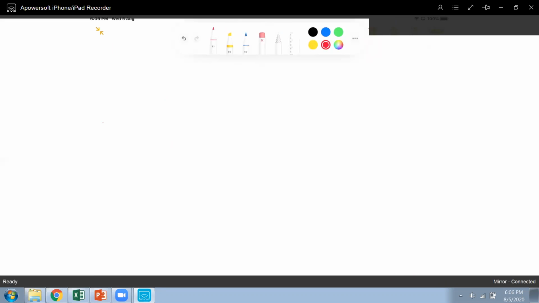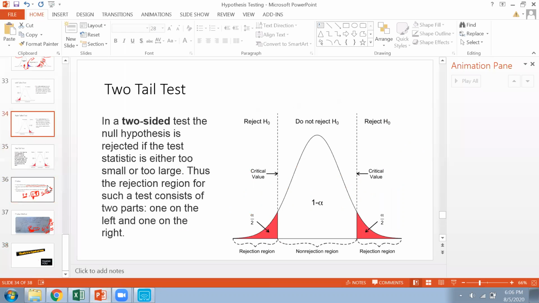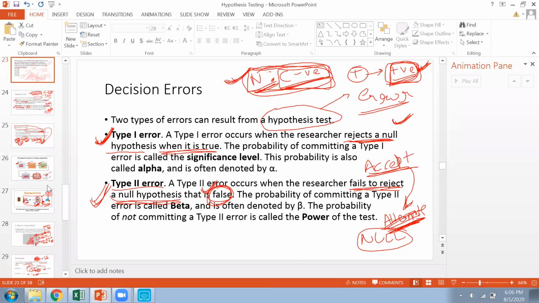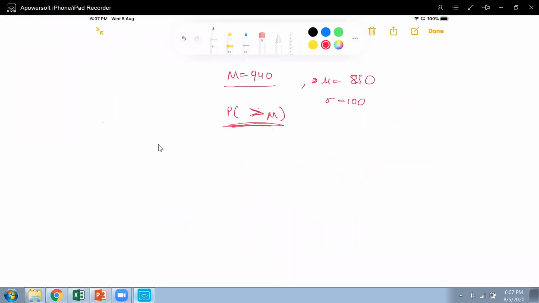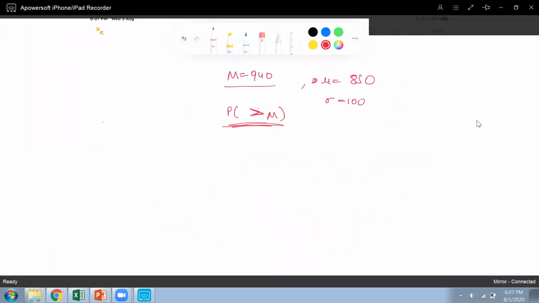Now, what was the question that we had over here? Just try to solve this question. Molly has got 940 marks, the average mu is 850, and the standard deviation is 100. It is asking: what is the probability of a person getting marks more than the marks of Molly? This is what the question is asking for.